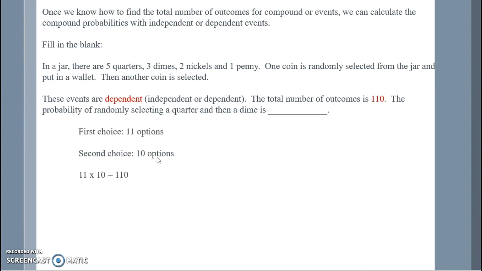Because our first choice is 11 options, then I'll only have 10 options left when I take one out and keep it. So 11 times 10 is 110. The probability of selecting a quarter and then a dime: if I select a quarter, I have 5 out of 11 chances to get a quarter. Let's say I did pull a quarter, I still have 3 dimes left in the jar, but now I only have 10 to choose from. So 5/11 times 3/10 is 15/110, which is equal to, when I divide them both by 5, 3/22.